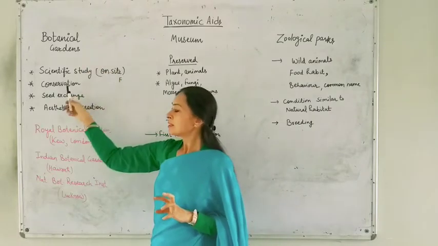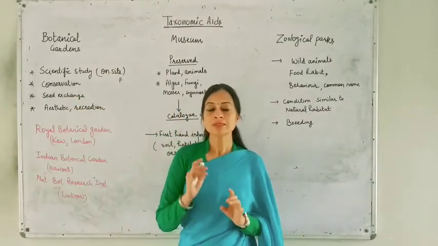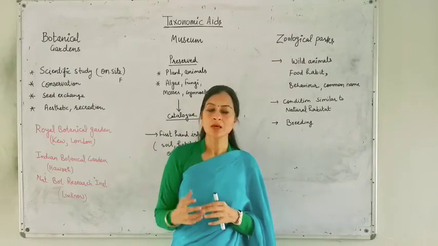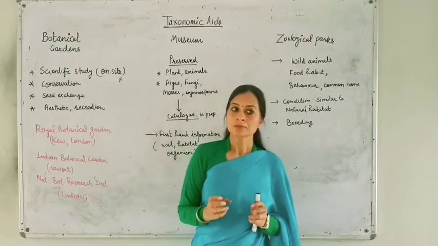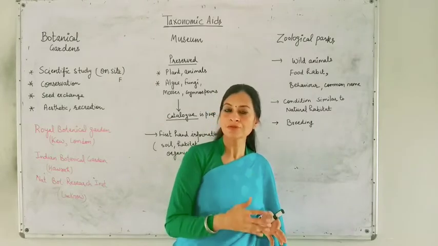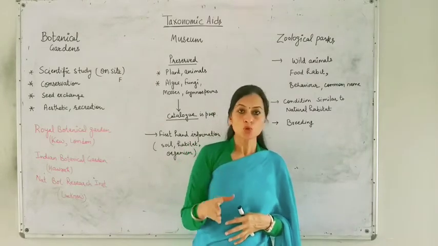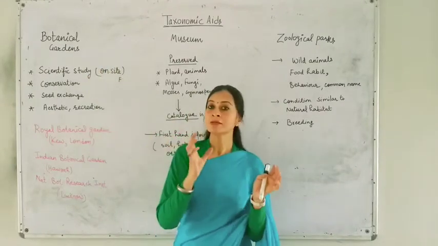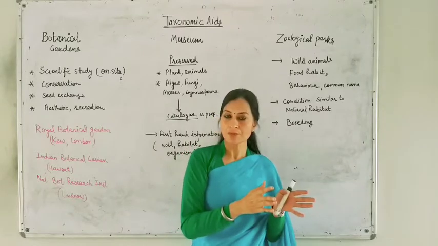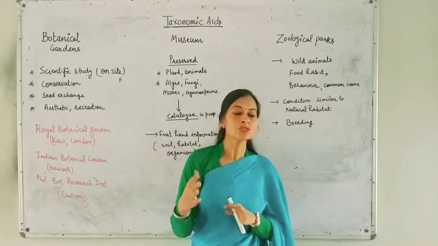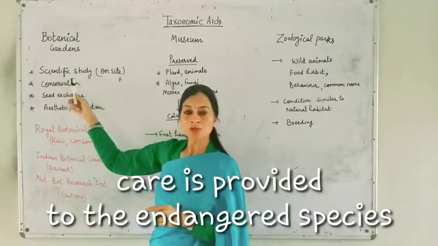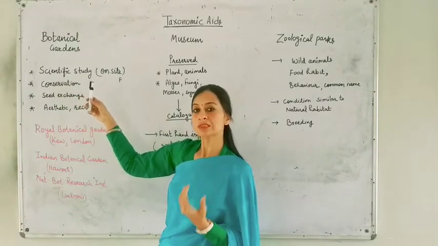The botanical gardens are also helpful in conservation of some of the endangered species, or the species which are going to become extinct. This is a very essential step to conserve a plant species if it is on the verge of extinction. So the botanical gardens provide the sufficient conditions to the plant which is at risk of extinction. That's why the botanical gardens also serve us for conservation purpose.